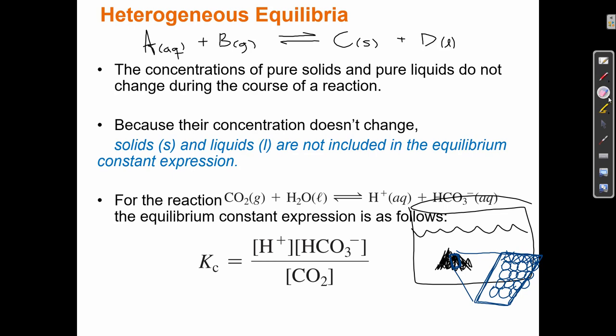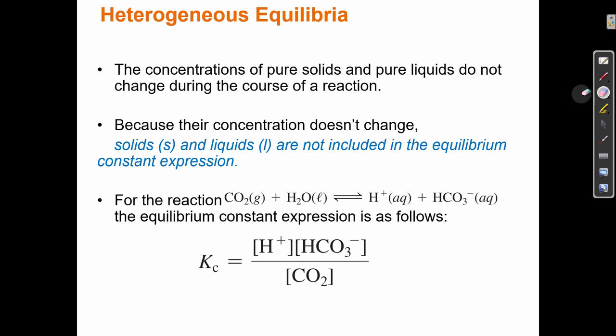So let's look at this expression down here. I have a gas plus a liquid makes a solution plus a solution. Well, the gas, I can calculate its concentration in terms of its pressure, right? So how many particles there are per given volume. And with the solutions, I can talk about their concentration. But the liquid, its concentration is constant, it never changes.